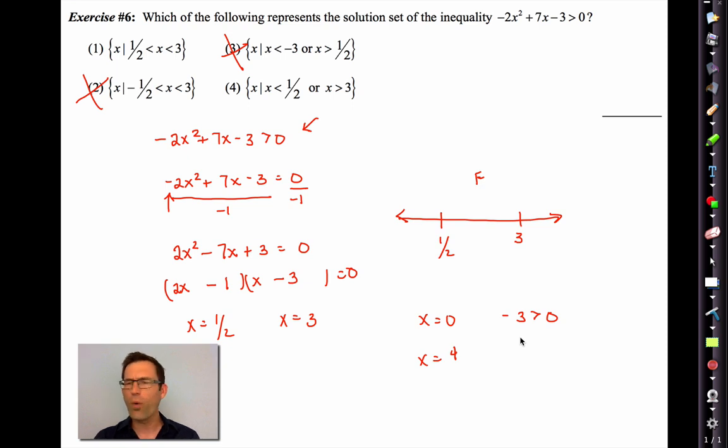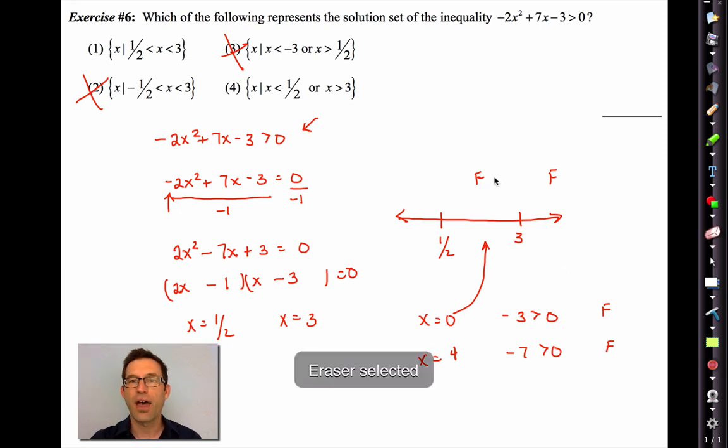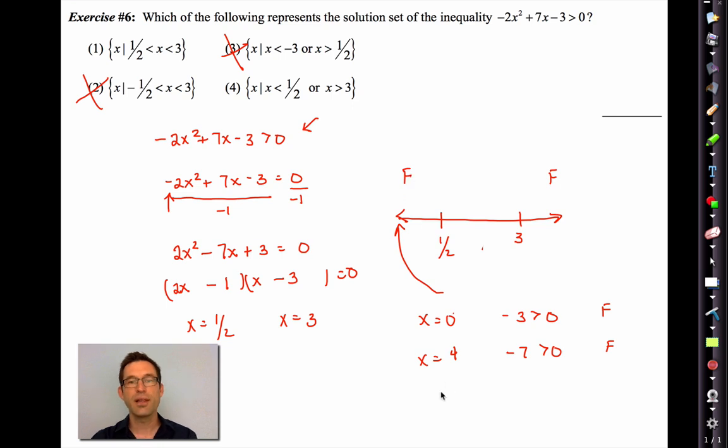Because here I'm trying 4, and I'm getting -7 is greater than 0, and that's also false, right? So we're false out here. And what was throwing me off is I'm not used to having a false and a false. But here's my problem. 0 doesn't lie between 1/2 and 3. So it doesn't mean that that thing is worthless. It actually just means that I tested a point out here. So it's also false. Let's do one that actually lies in the middle.